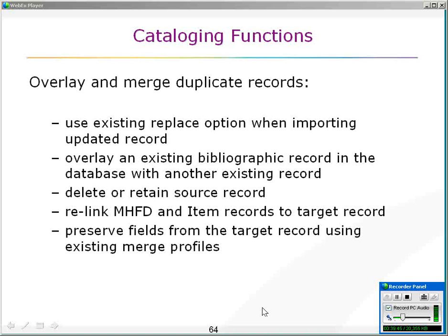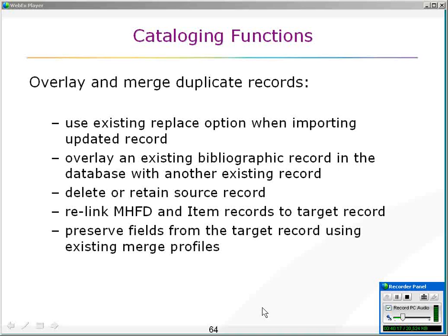New in Voyager 7 is an option for a cataloging operator to overlay and merge duplicate records. In the case where a record has been entered in the on-the-fly approach because the library user or the staff operator could not locate the record, maybe they missed a transposition of characters, whatever kind, they were not able to find it. So they go in and they put in that on-the-fly record.